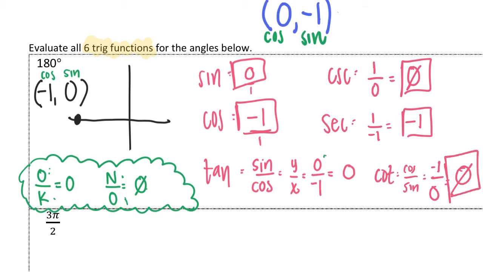Now, when we evaluate our unit circle angles, we will never have 30, 60, 45 reference angles with undefined answers. But when you start dealing with angles that land on axes, then you will start having answers that are undefined. That will occur if 0 is in the denominator.